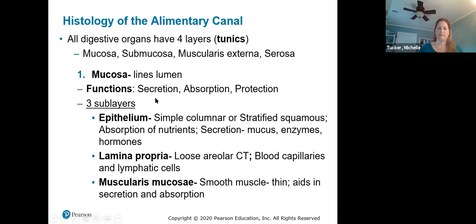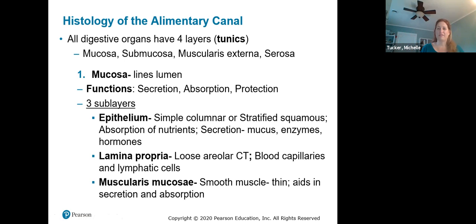The mucosa is made up of 3 sublayers. Lining the lumen is the epithelium. It is going to be either stratified squamous epithelium or simple columnar. You'll find stratified squamous in areas that are more involved in protection, like the mouth and the esophagus. You'll find a simple columnar epithelium in areas more involved in absorption, like the small intestine. There is also secretion of mucus, enzymes, and hormones. We have a whole section on secretions of the digestive system, so we will get there.